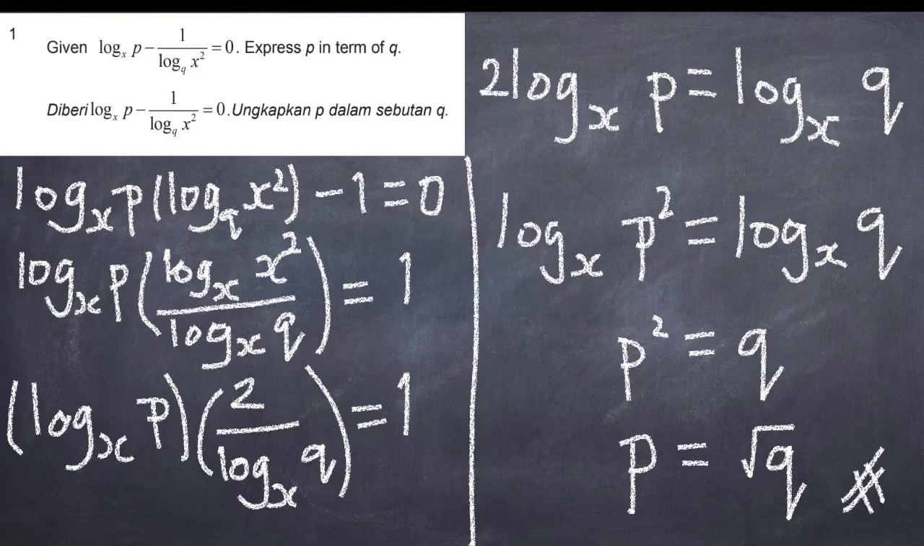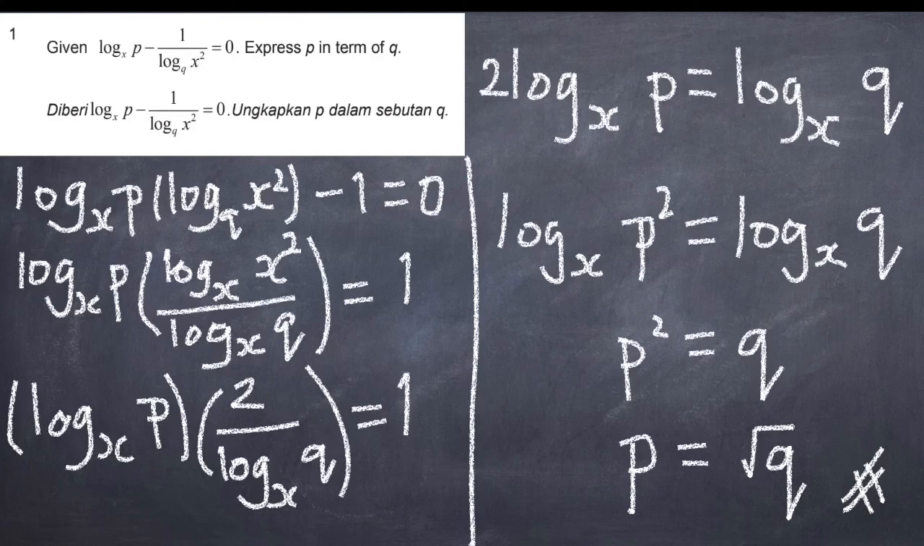Right, for question number one, first I multiply all terms by log_q x². So when you multiply log_x p by log_q x², you just put them together. And when you multiply 1 over log_q x² with the same expression, it becomes 1. And then 0 times log_q x² becomes 0.